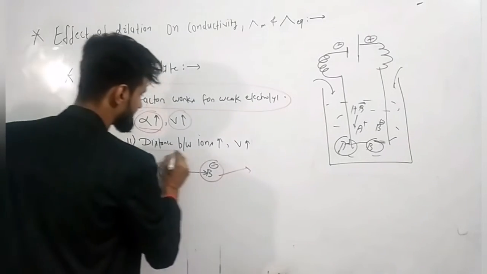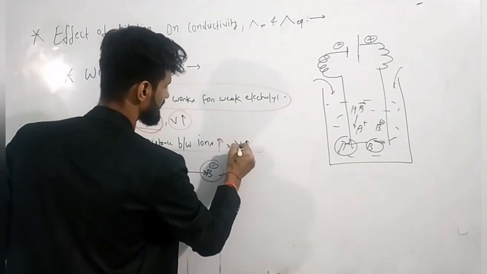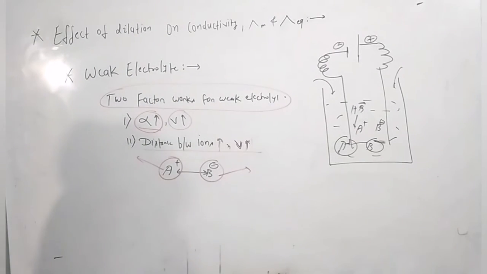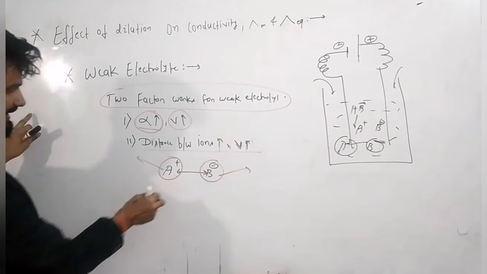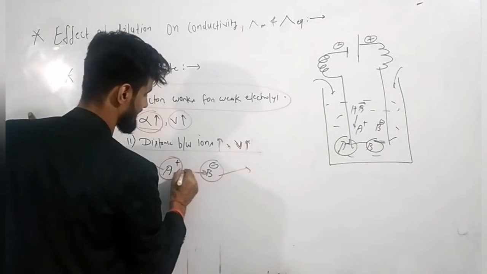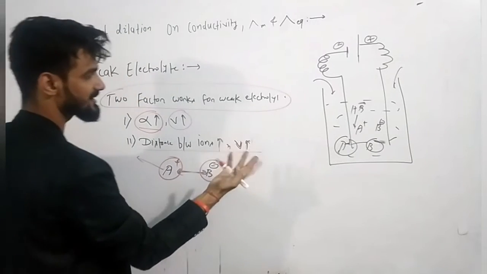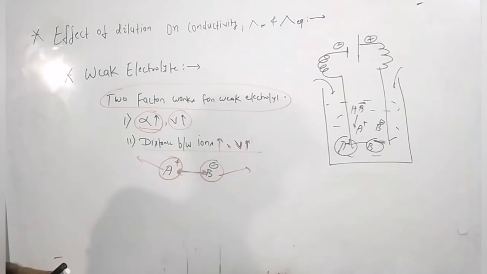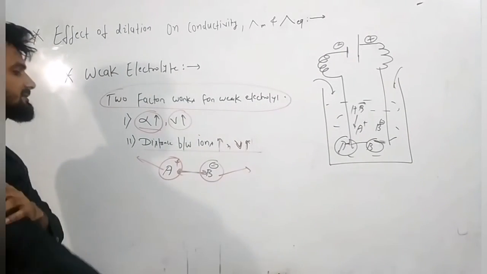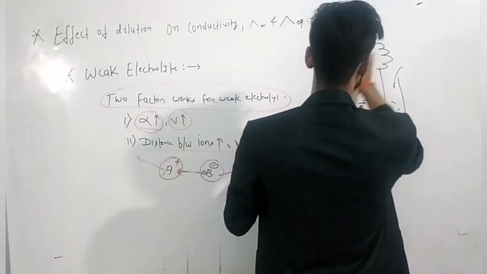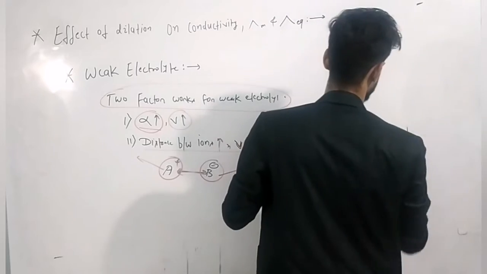Now, the distance between ions increases due to increase in volume or due to dilution. So the force of attraction between the cations and anions will get decreased. Due to this, migration of ions will get increased, which causes increase in the value of equivalent conductance and molar conductance. So my dear students, here there are two factors. Those were the two driving forces working in case of weak electrolyte.